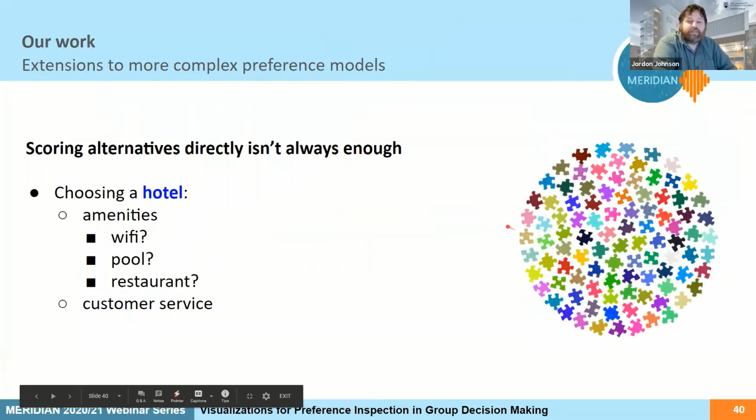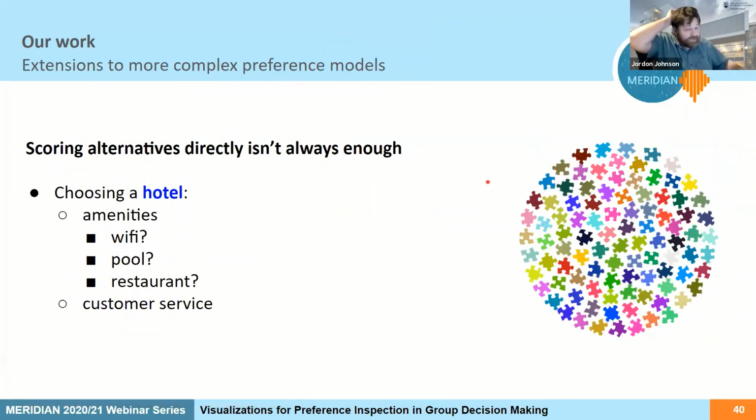Okay. So as I just noted, scoring alternatives isn't always enough. So for the hotel example, I'm not just saying I love Hotel X. It's a matter of, well, how are the amenities in Hotel X? Is the Wi-Fi good? Is the pool good? Is it more important that the Wi-Fi is good or that there be a pool? How's the restaurant? How's the customer service? So we can have not just attributes, but we can have nested or hierarchical attributes.